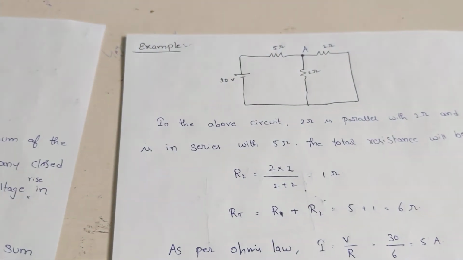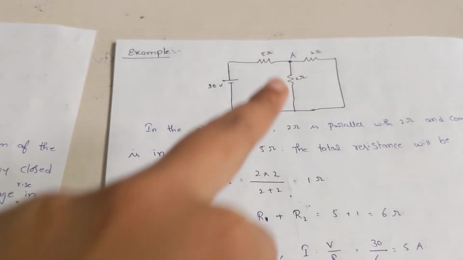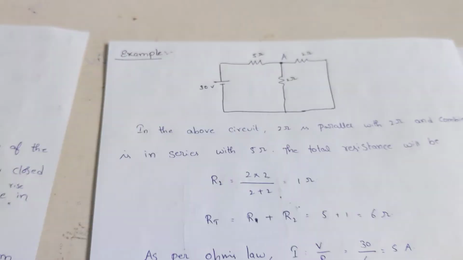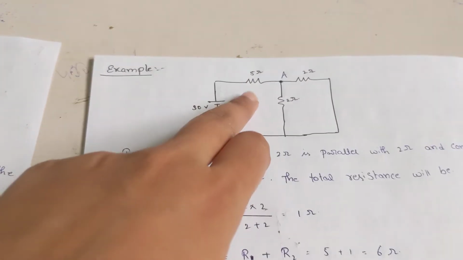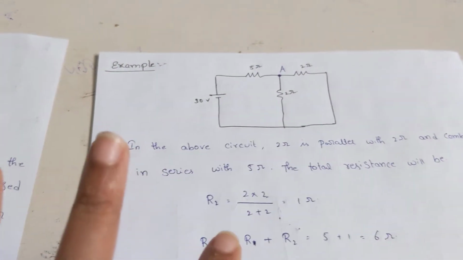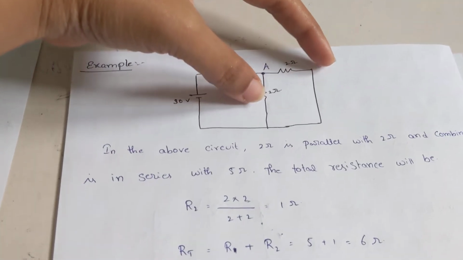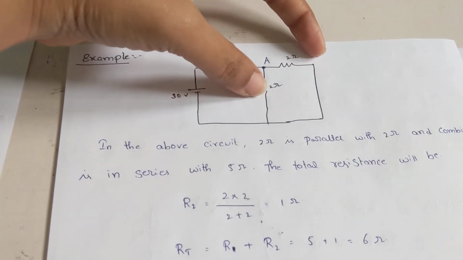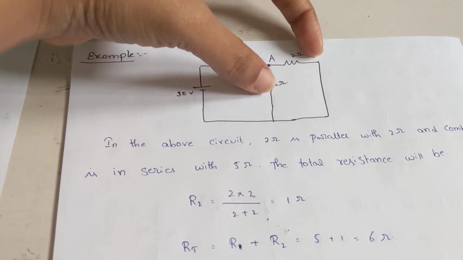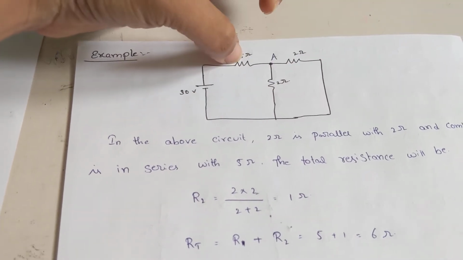The reason I'm considering the two loop circuit is that to explain my KCL I just need a node. So I need a node, so that's why I'm going for the two loops. When I observe these two, that means these 2 ohm resistors are in parallel, and this combination is in series with the 5 ohm resistor.